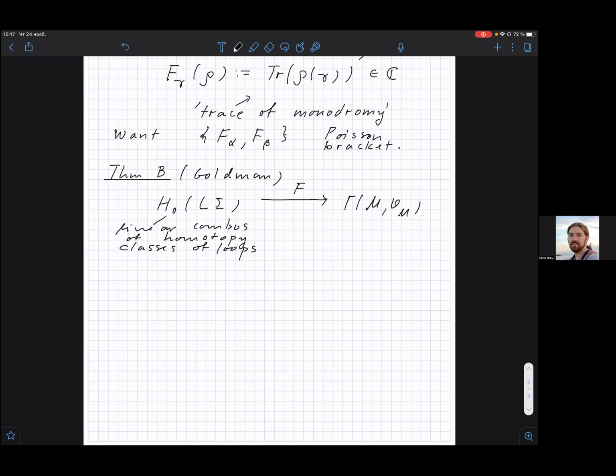And on the right-hand side, we have a Poisson bracket. So we want to figure out how to compute that Poisson bracket on the right-hand side for functions that arise from loops, somehow in terms of the topology of the loops. So the statement is that the left-hand side has a Lie bracket. Of course, Goldman didn't call it the Goldman bracket, but everybody else does.